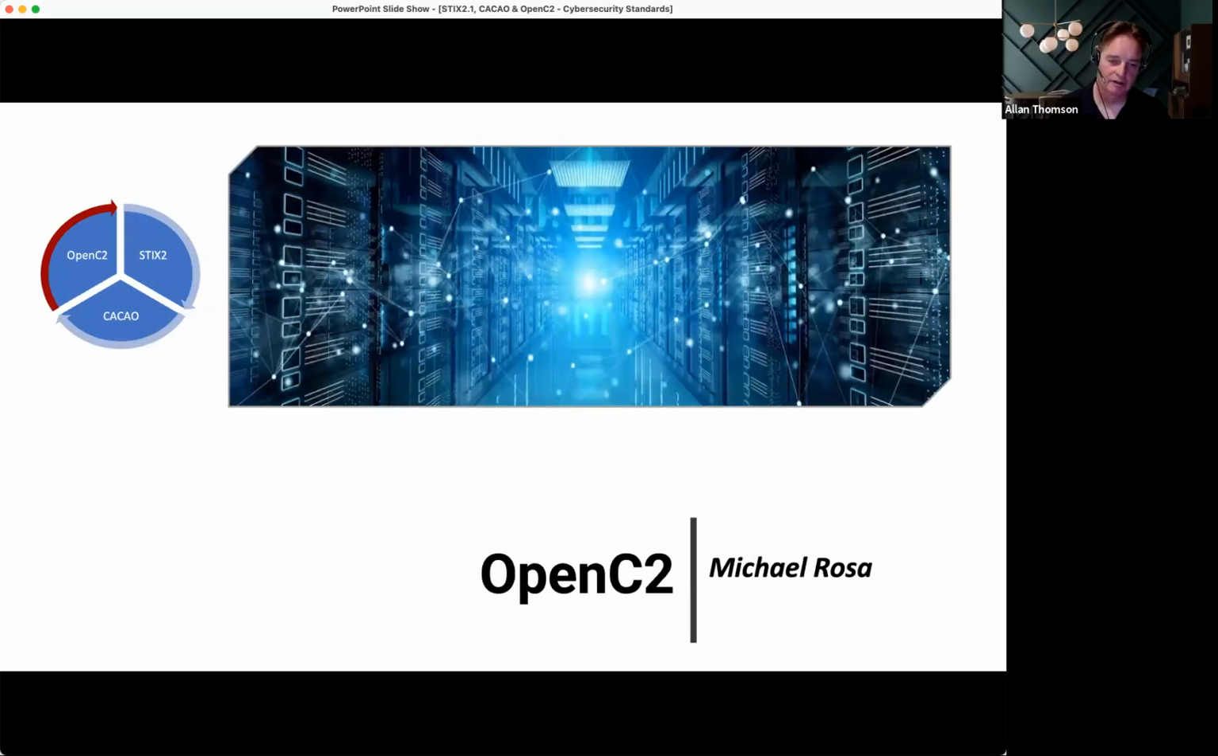It is, and I think you mentioned there how the playbook interweaves with OpenC2, which Michael's going to talk specifically about, some of the details about OpenC2. So Michael, please go ahead.